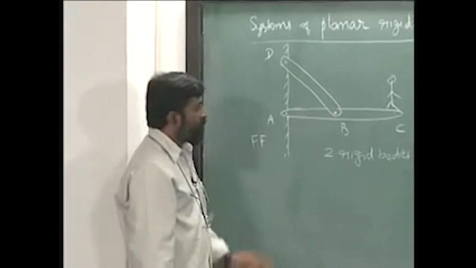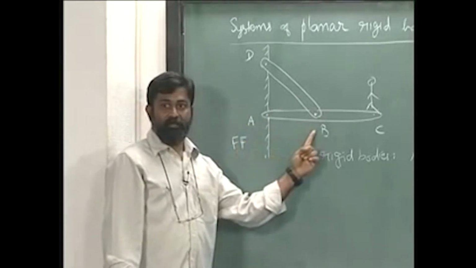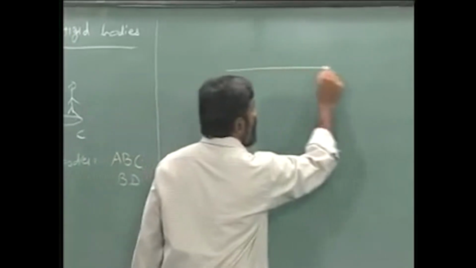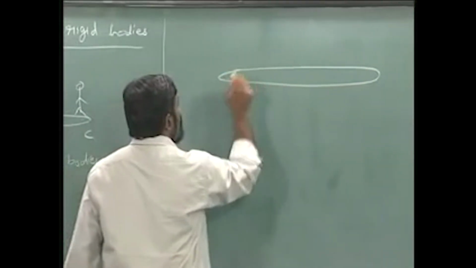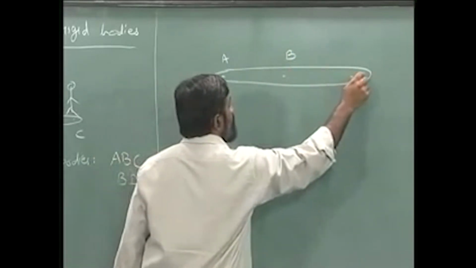Okay. So let us just start the exercise. Let us look at ABC. Okay. So I am going to go here, draw this particular body, this is A, this is B and this is C.